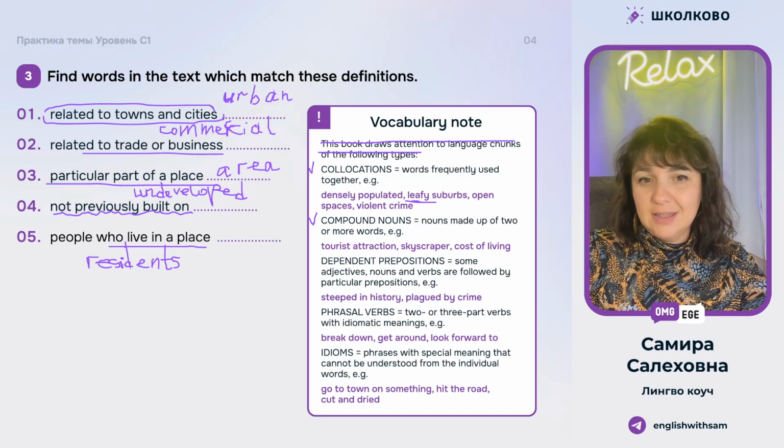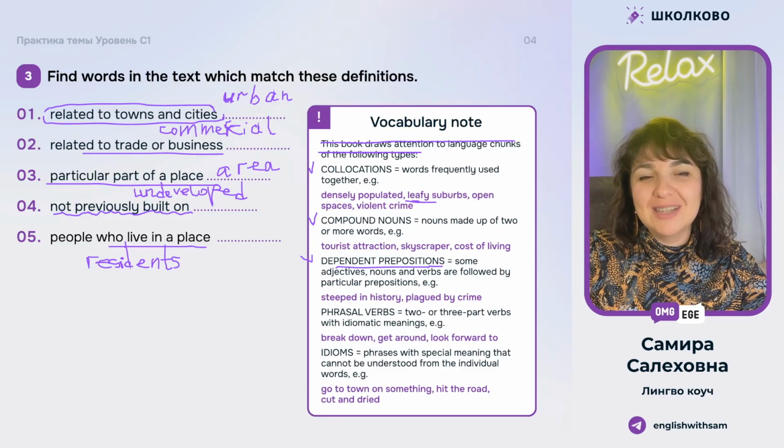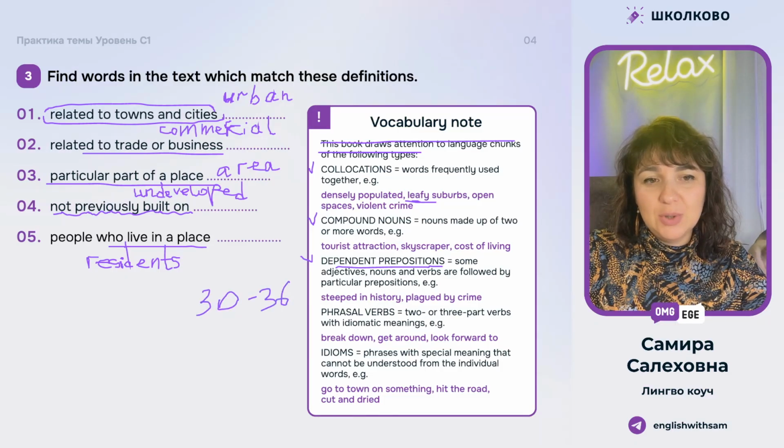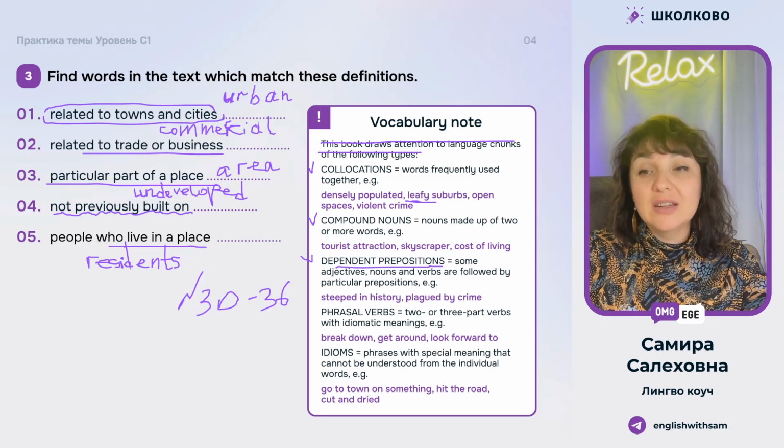Yes, they're synonymous. Okay, and dependent prepositions, it's what we all hate probably because these are the tricky parts of grammar and lexics in ЕГЭ, right? In our exam, it's all about tasks 30 to 36, and just in general, if you don't use the correct preposition, it is a mistake, right?